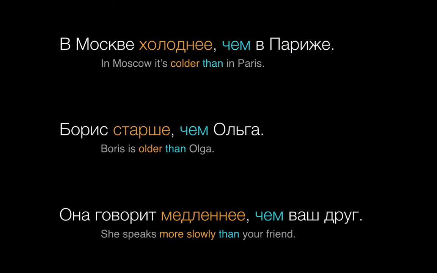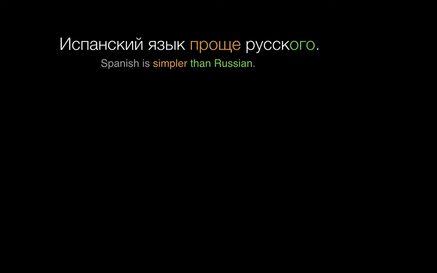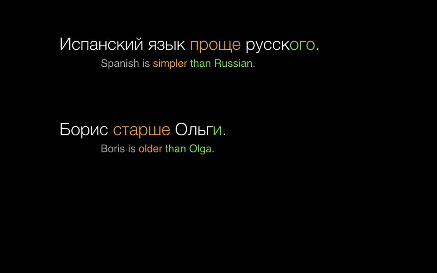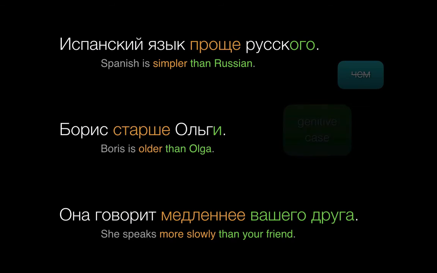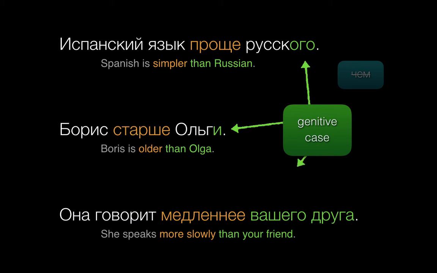And there's another way to express the same idea. Let's look at a few examples and see if you can identify the two differences. Испанский язык проще русского. Борис старше Ольги. Она говорит медленнее вашего друга. See the differences? We can leave чем out and instead put that second object of comparison in the genitive case. And that's why русского, Ольги, and вашего друга are all in the genitive.